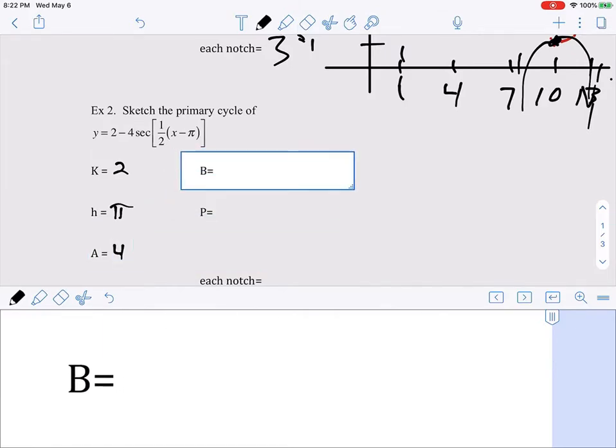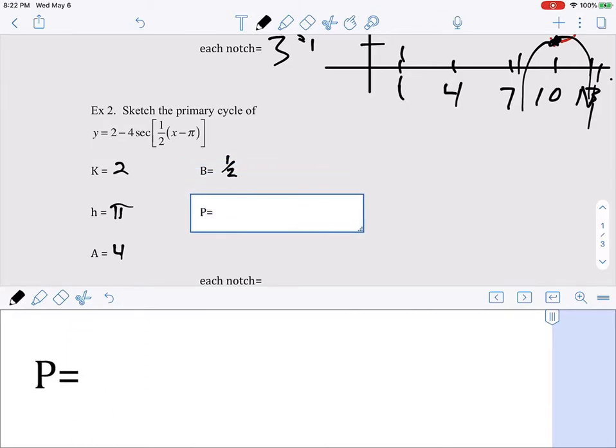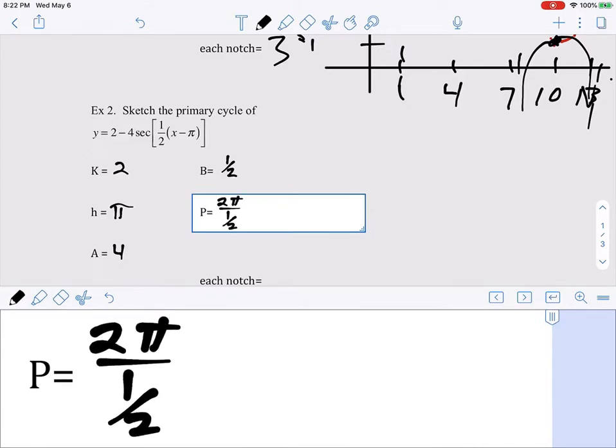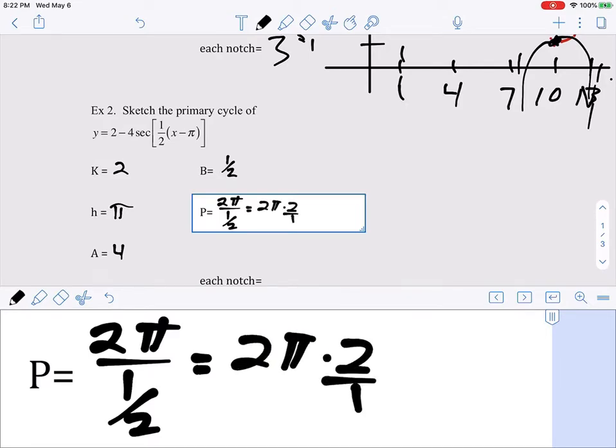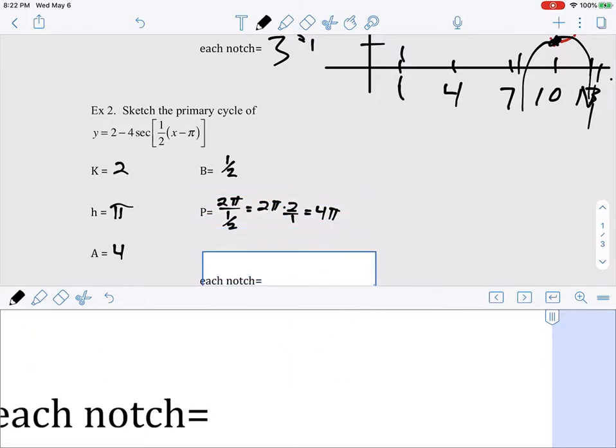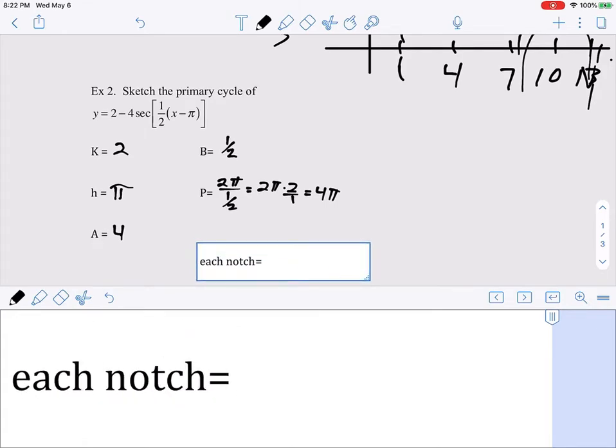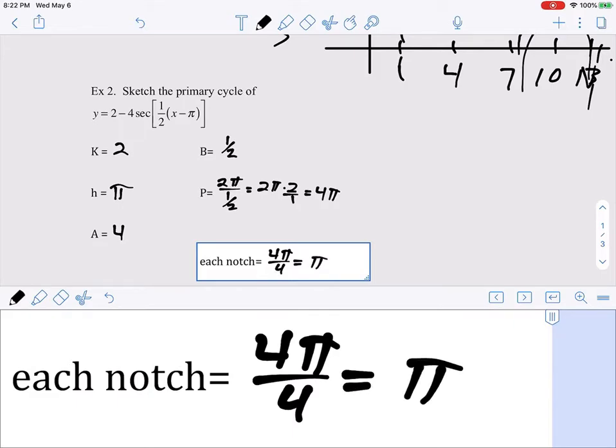All right, b is 1/2. Always notice that the h and the b are in different forms. One of them will have pi in it, one of them won't. And that's how it's going to work for this stuff. All right, the period, 2 pi over b. Flip it. Four pi. Okay. Each notch, 4 pi, period, over 4. So each notch is going to be pi.